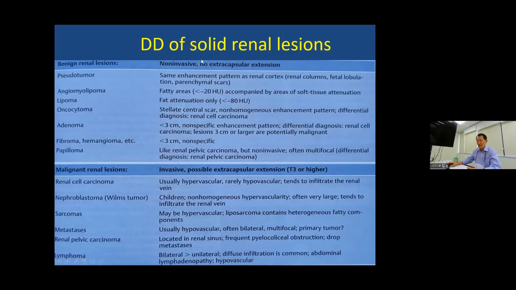Okay, so in general, benign versus malignant. So in malignant, obviously hypervascular, generally. Renal cell is very hypervascular, often infiltrating the renal vein.